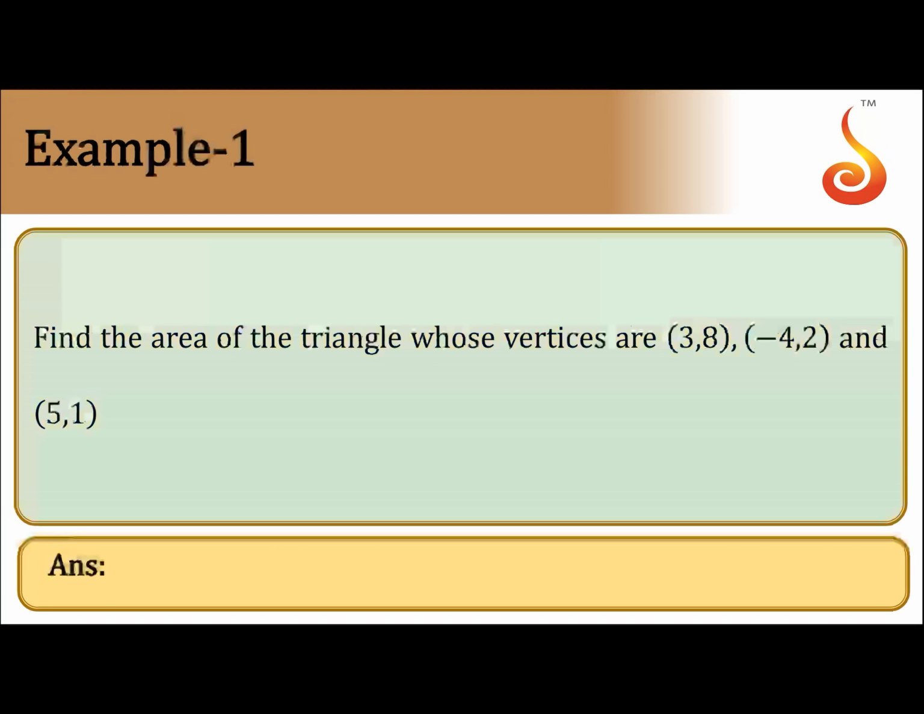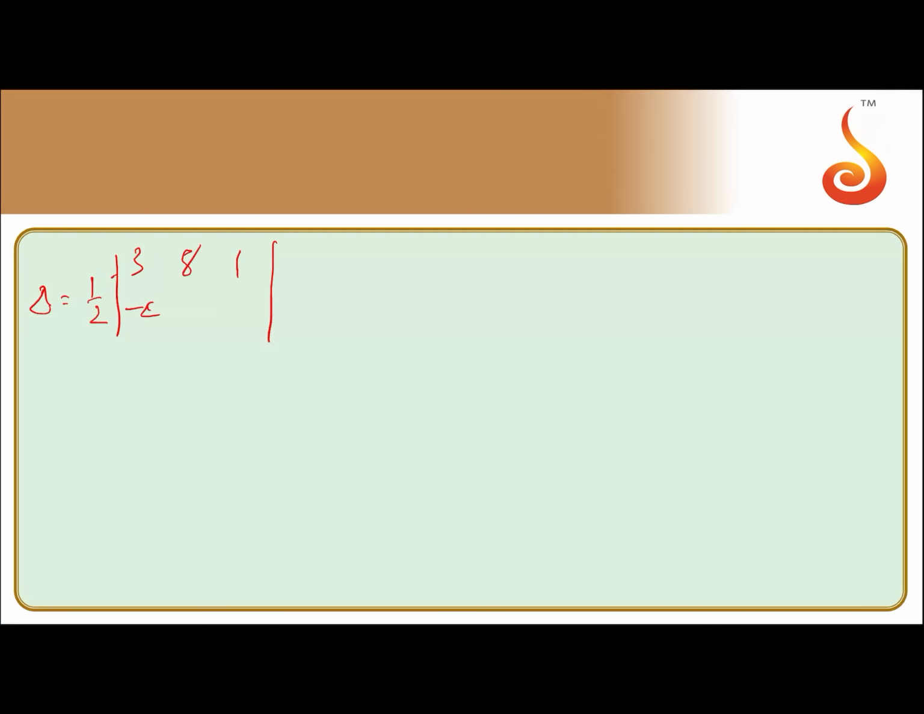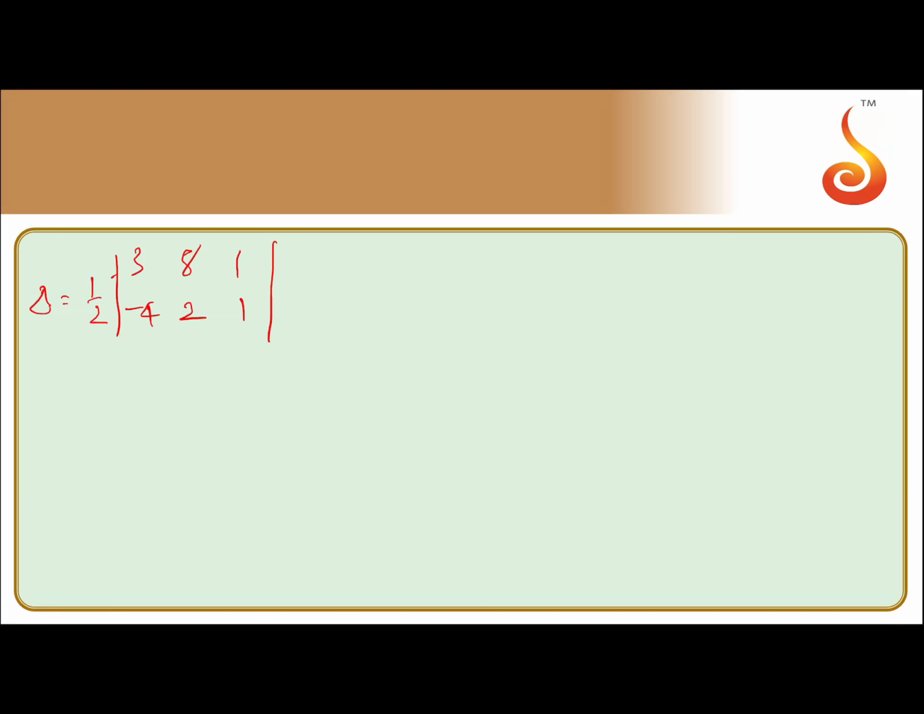Find the area of the triangle whose vertices are 3, 8, -4, 2, and 5, 1. So, I consider 3, 8. Area of the triangle is equal to half of the determinant: 3, 8 and 1; second coordinates -4, 2, 1; and 5, 1 and 1.